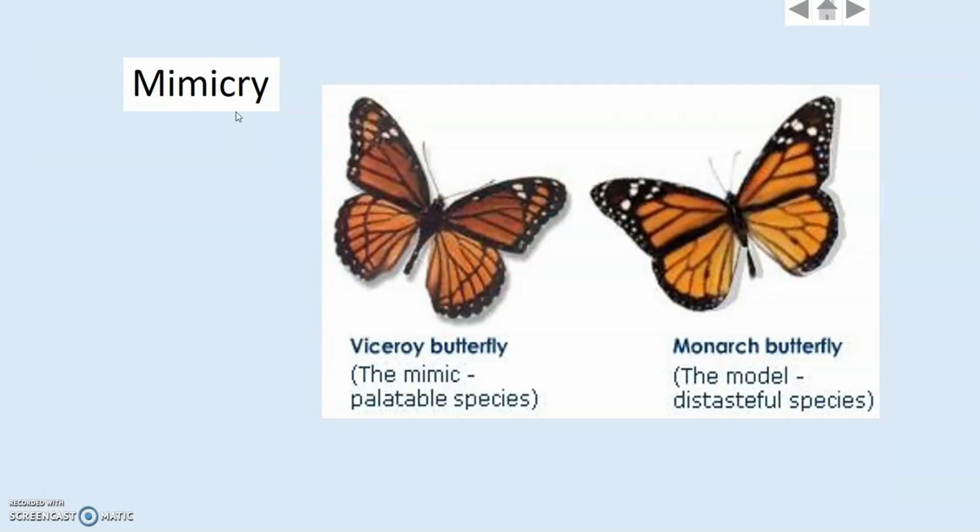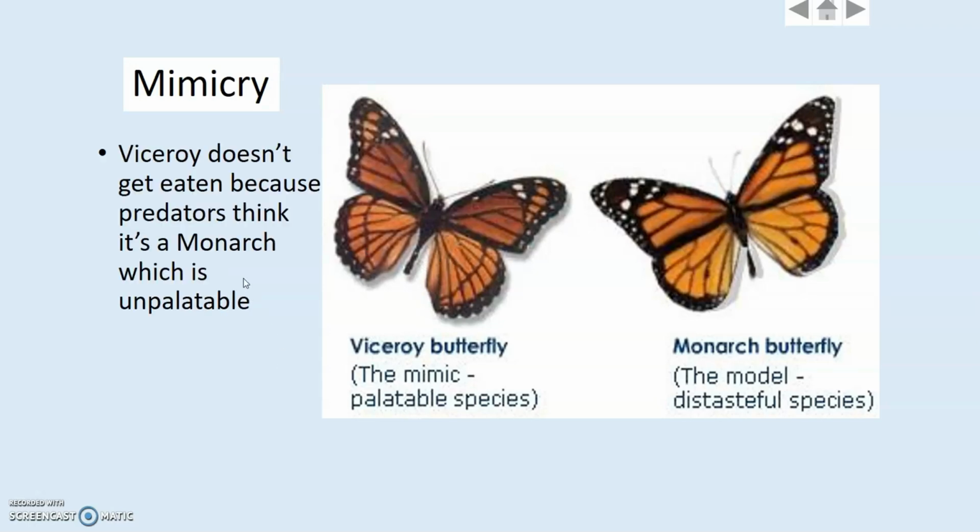Mimicry, something else you must understand. Here are two varieties or two different species of butterfly. The monarch is the one that doesn't taste well. We say it's unpalatable, whereas the viceroy butterfly is palatable. But these guys survive and benefit because the predators don't eat them because they think they taste bad.